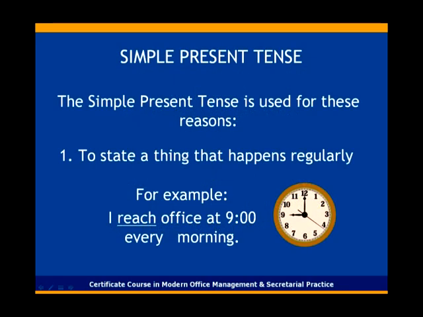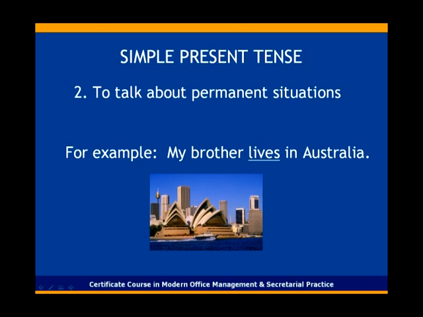We will now look at the simple present tense. The simple present tense is used for these reasons: to state a thing that happens regularly. For example, I reach office at 9 every morning. The simple present tense is also used to talk about permanent situations. For example, my brother lives in Australia.